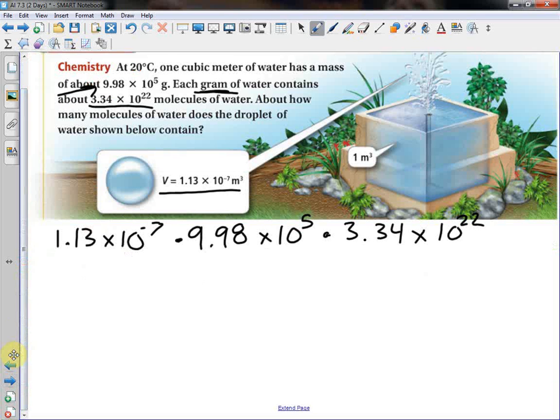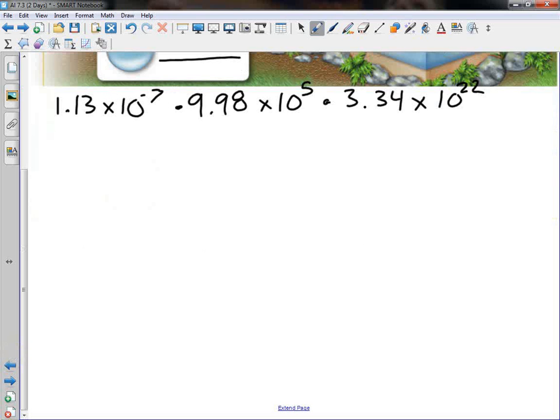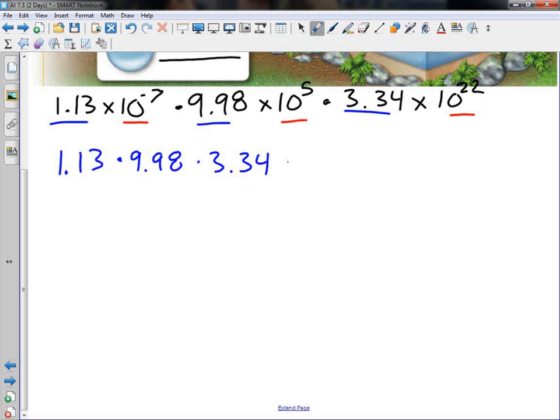All right. Well, let's first off rewrite this to help us solve it. So I'm going to write my A values first. So I have 1.13 times 9.98 times 3.34. And then my bases, which are all the same, right, times 10 to the negative 7th times 10 to the 5th times 10 to the 22nd. So I've just split my multiplication problem into two pieces to help me solve it.